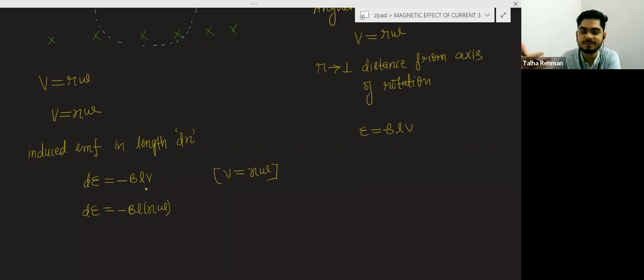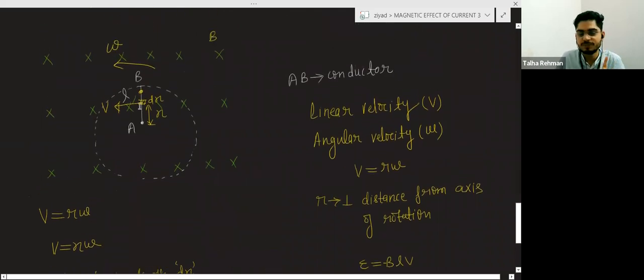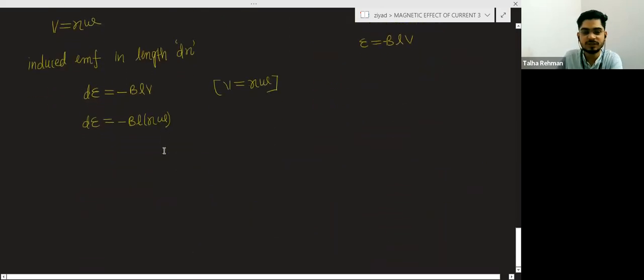Now from here the math part will start. We have just calculated the small EMF, the EMF due to the length dx. But we want the total EMF due to the whole length of the wire. So what will we do? We will do the integration. Just integrate this equation with limits.